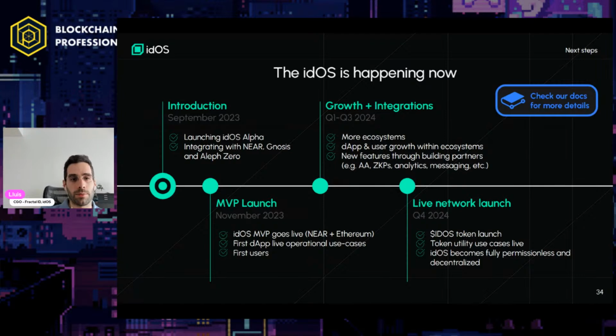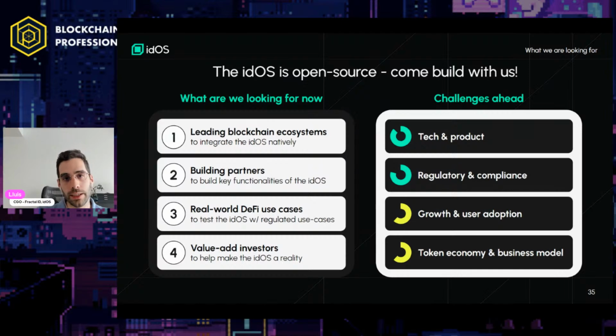We introduced the idOS in September. We are launching in November the MVP with Near first. That's going to happen very soon, in 3 weeks from now. We're going to also have this first use case, but there's also a bunch of dApps that are waiting for this to come live and several users as well. We're going to focus then on integrating with everyone else for the rest of the year. Beginning of next year, everything is about growth, more applications, more users, improving the product, getting more people to build together with us. And we're also considering to launch in Q4.